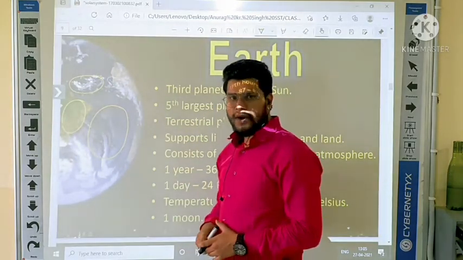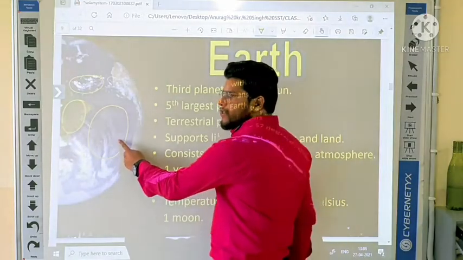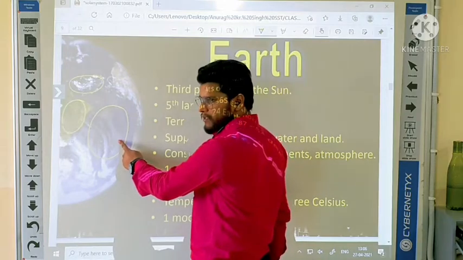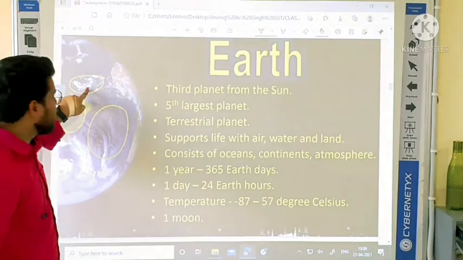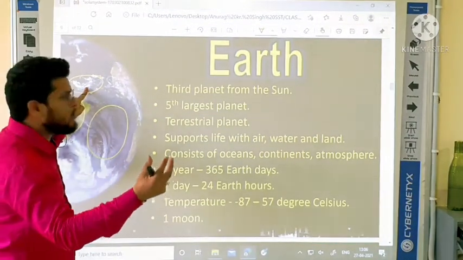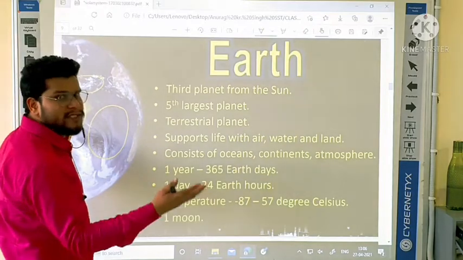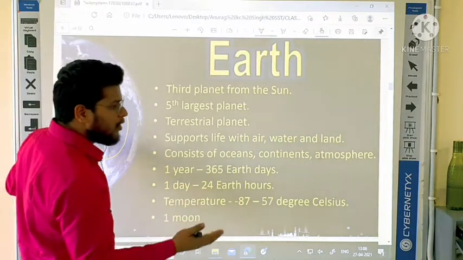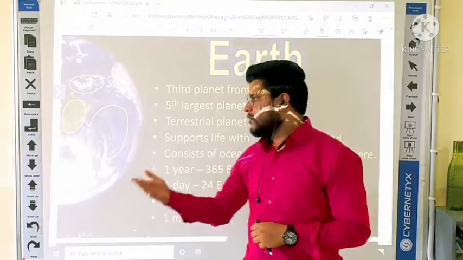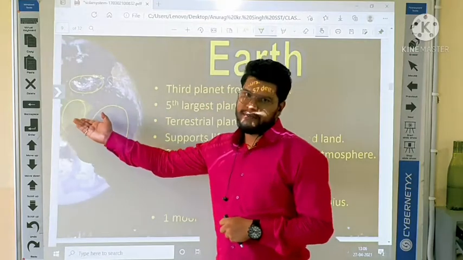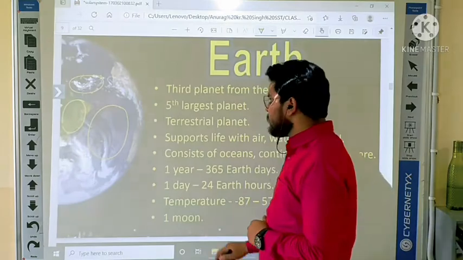So our point are, it is blue in color due to presence of water. Okay, it is white in color due to presence of cloud and oceans. It is green in color due to presence of land, because we all know that vegetation exists on land, so it looks green. Okay, now I am going to write all these points.